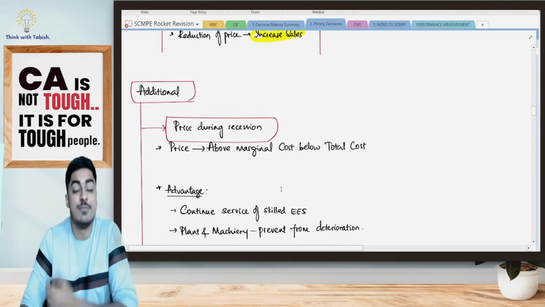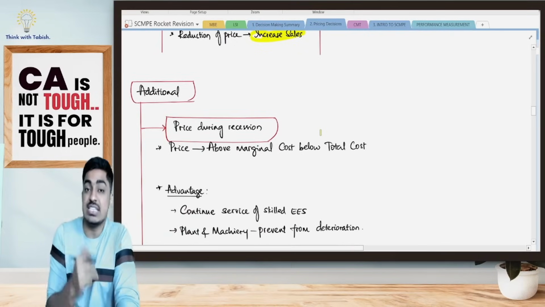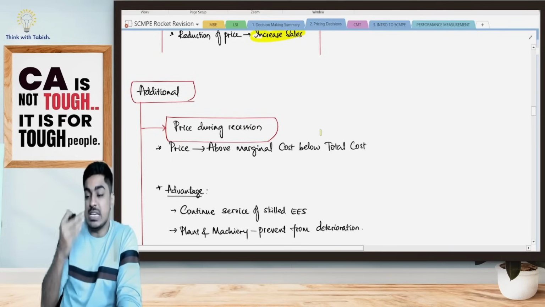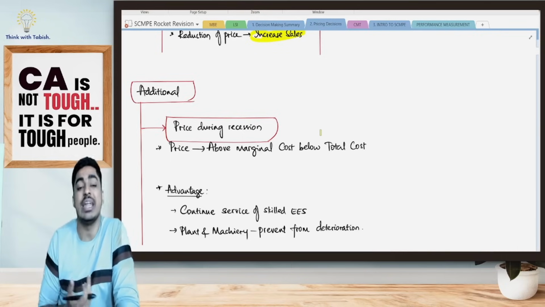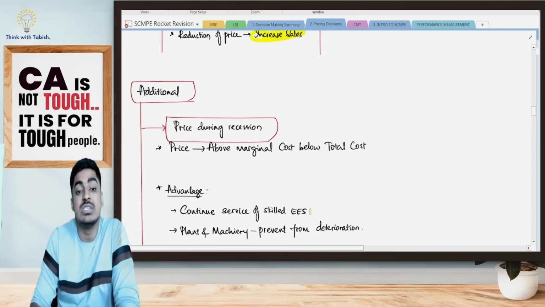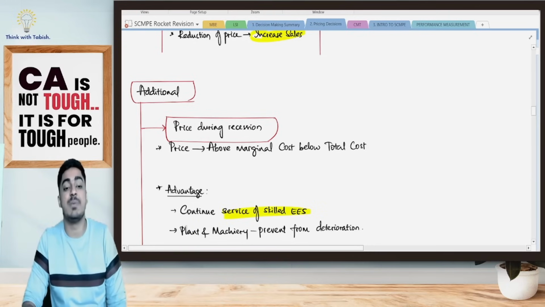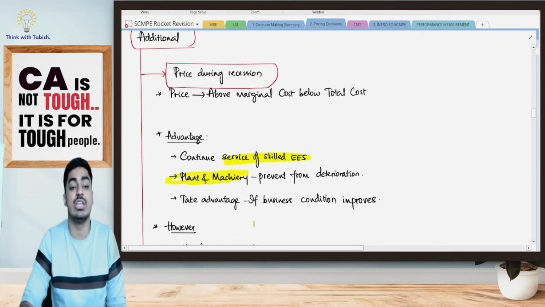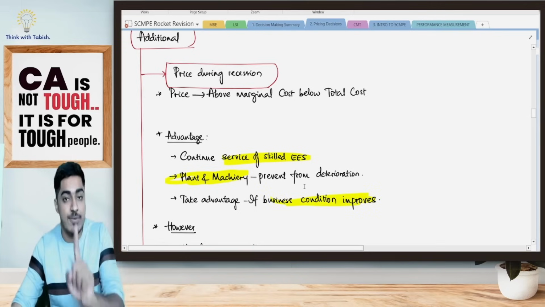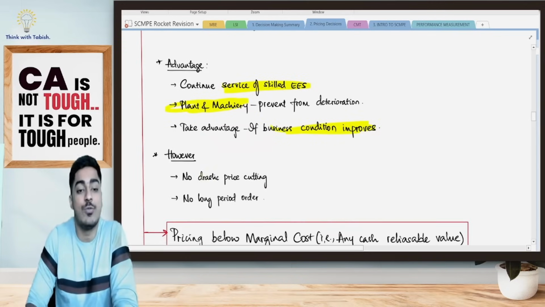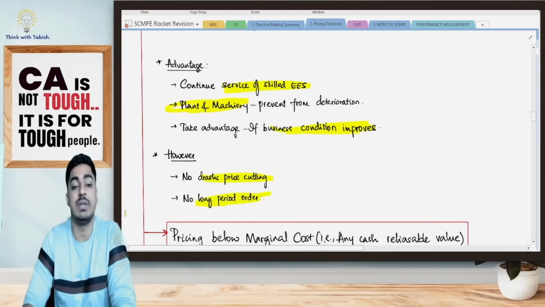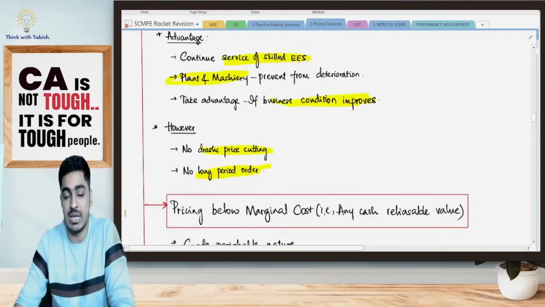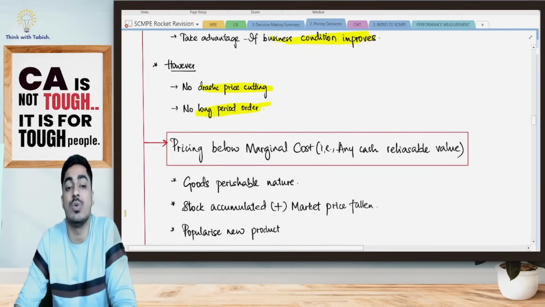Additional point, students. Firstly, pricing during recession. During recession, if needed, you can set your selling price below your total cost, but not below your marginal cost. But why? What are the advantages? We can continue to use the services of our skilled employees. Yes, the plant and machinery will be prevented from deterioration, and we can take advantage if my business condition improves. However, a point has to be kept in mind. We should not go for drastic price cutting because in future it becomes difficult to increase. We should not be accepting orders for a longer period. Otherwise, if condition improves, we'll still be charging a lower amount.